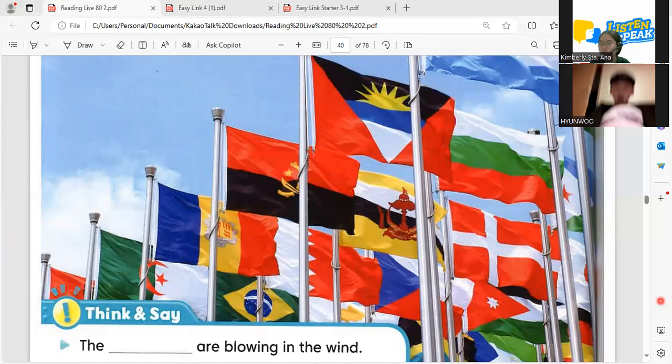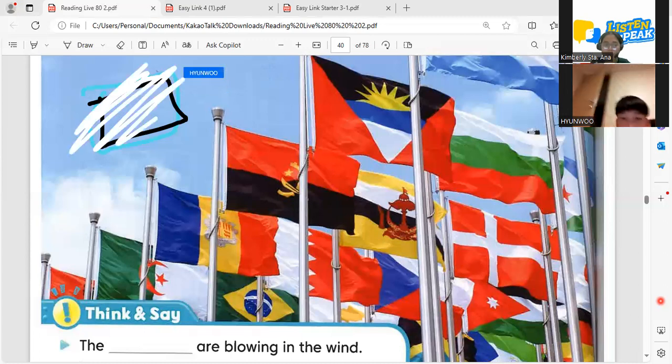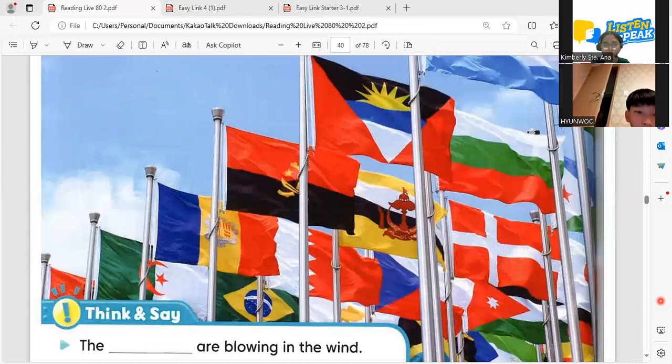So what colors are in the Korean flag? What colors can you see in the Korean flag? Like in the Philippines, the flag has 3 main colors, or 4. White, yellow, red, and blue. How about in the Korean flag? What colors can you see?